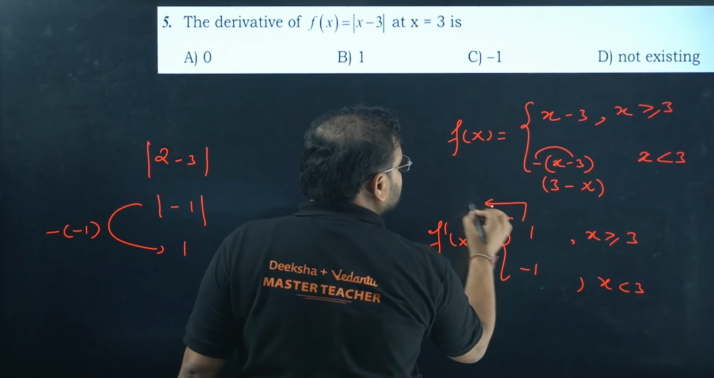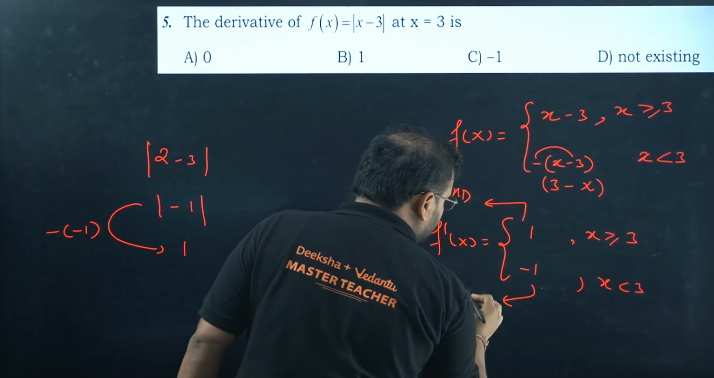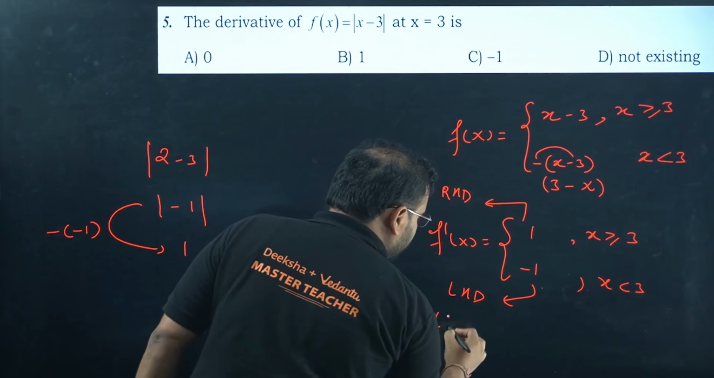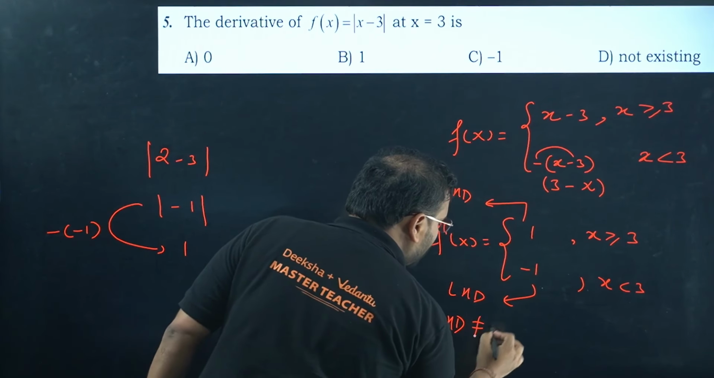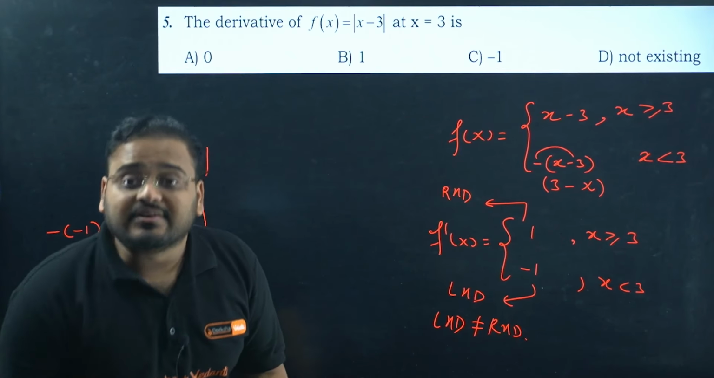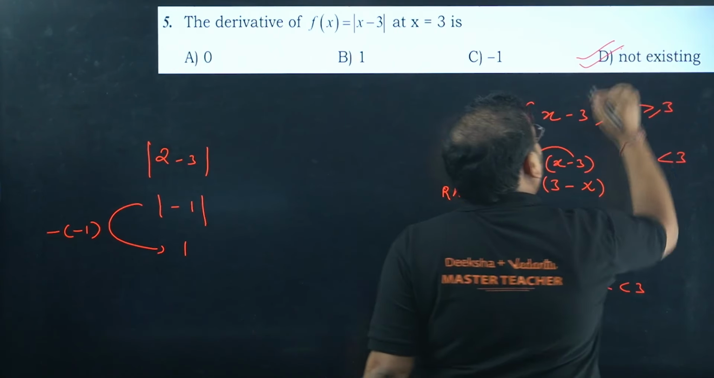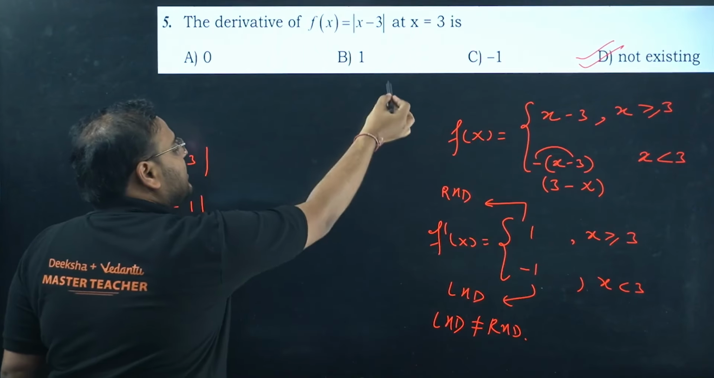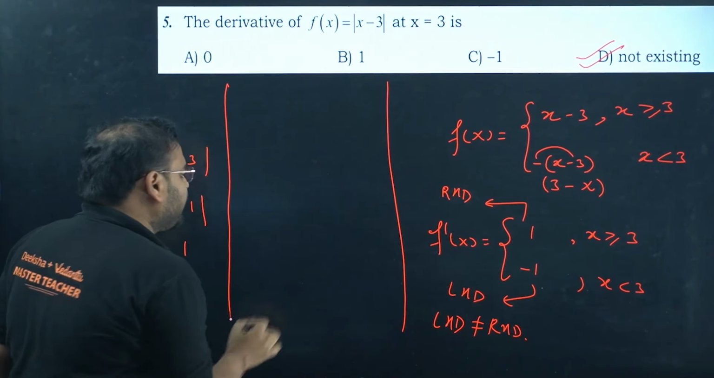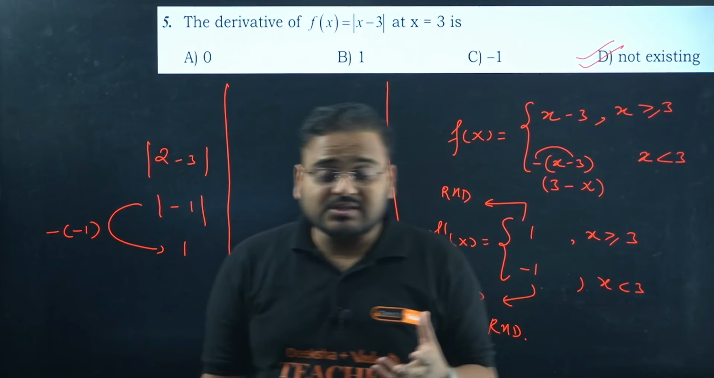Of course, you can see clearly over here that this side is called your RHD, and this side over here is called LHD. And in this case, you can clearly observe LHD is not equal to RHD. Hence, the given function is non-differentiable at the point 3. Answer becomes option D.